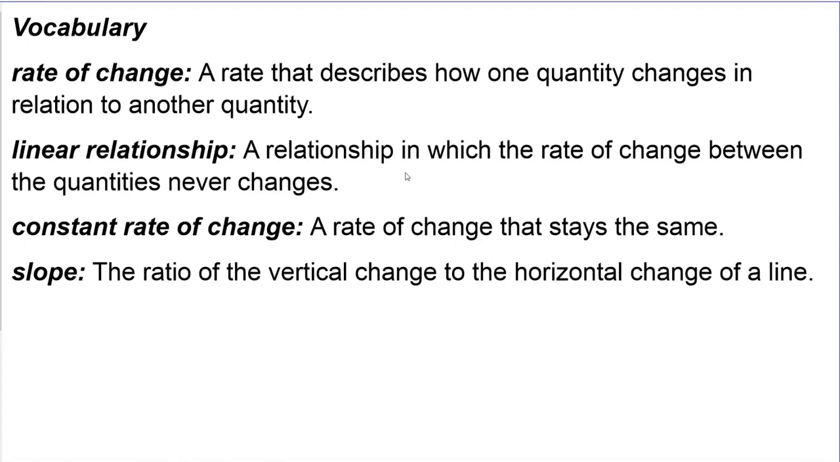And we'll also call that slope, which is the ratio of the vertical change to the horizontal change of a line. So again, a linear function is a linear relationship. So we're going to talk about what a linear relationship has, namely a constant rate of change or a slope.